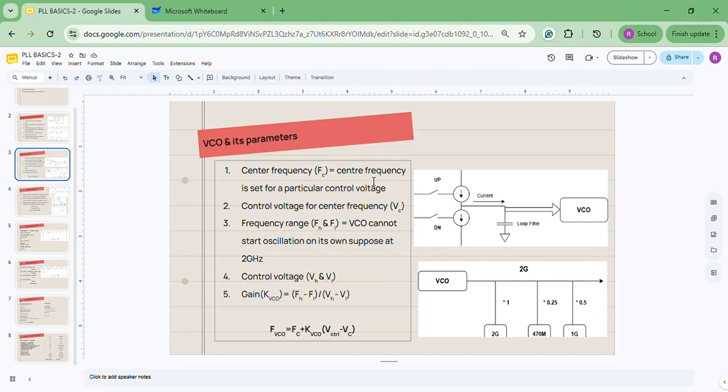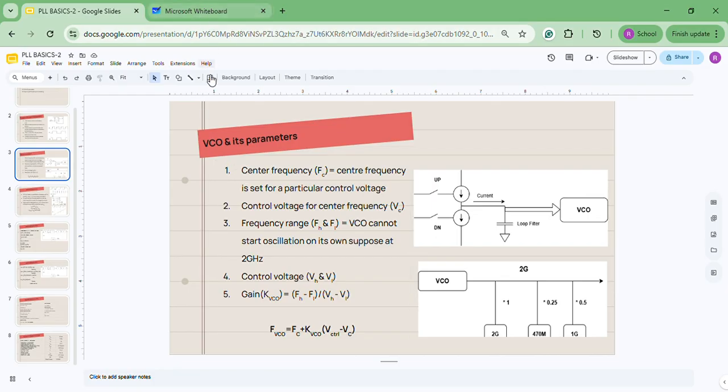So VCO, as we have discussed in the last session also, is called the heart of the PLL. So we should take utmost care while designing the VCO, and we will go thoroughly through the VCO design parameters. We will design the VCO for a center frequency.